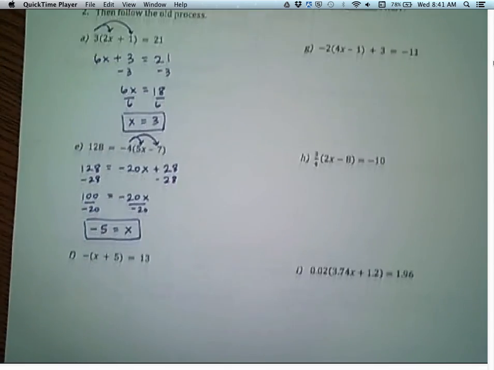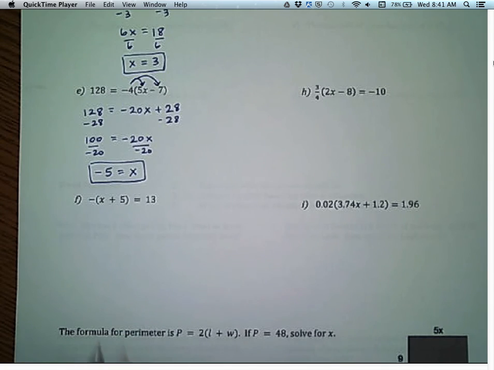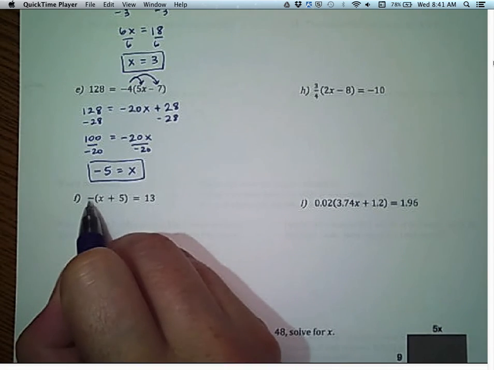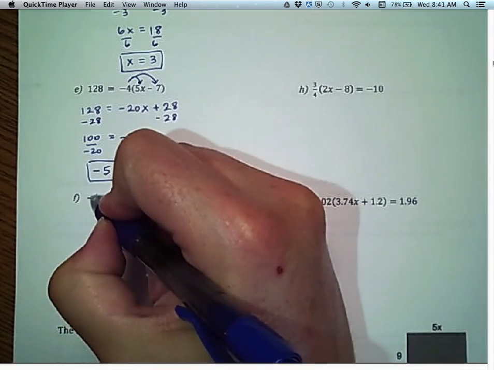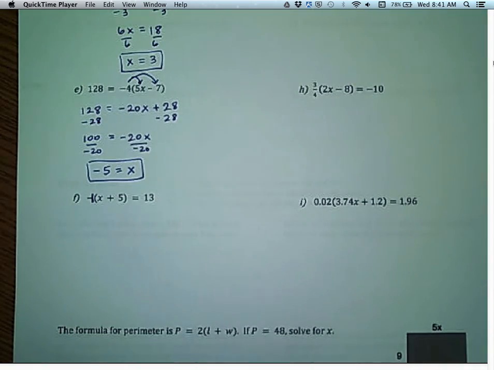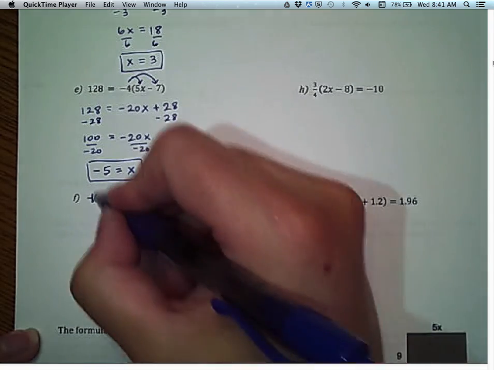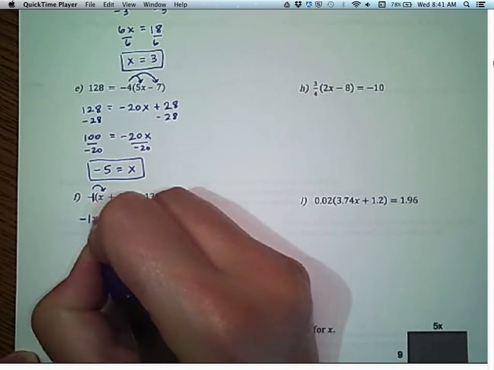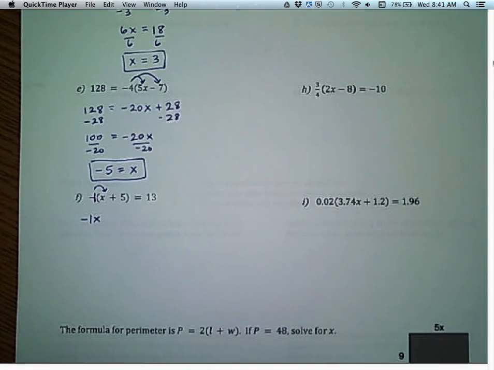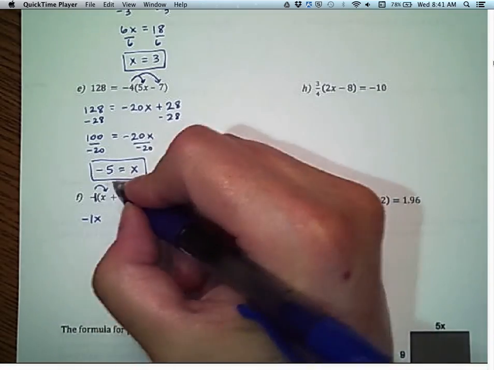All right, continuing on down the page here, we have another one. This one's kind of weird. There's no number out in the front, and we've talked about this before. When there's not a number there, what really is there is a 1. So it's like a negative 1 outside the parentheses. So we're just multiplying each part by negative 1. Negative 1 times x is negative 1x. You can put the 1 there if you want, or you can just make it negative x. That would be okay as well.